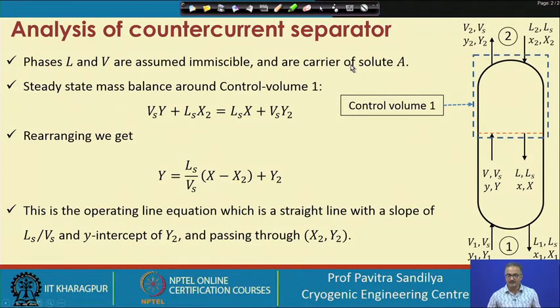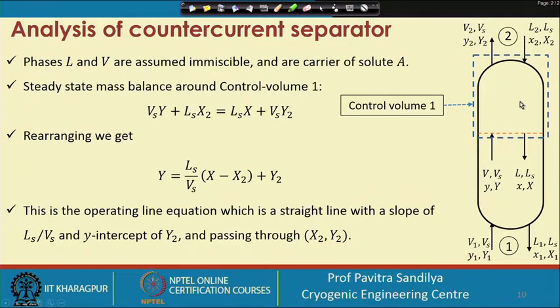Here in this slide, now we go for the analysis. What we do here is, first we locate one particular control volume which encompasses the terminal 2 and some arbitrary height of the particular column. Here we see that the ingoing streams are the vapor from the bottom and the liquid from the top.